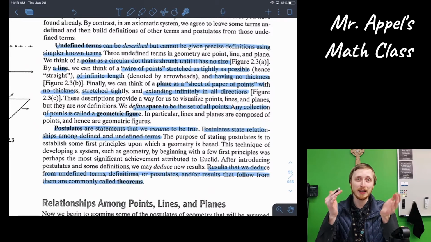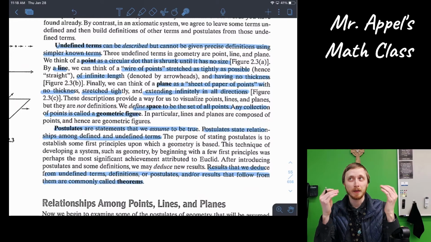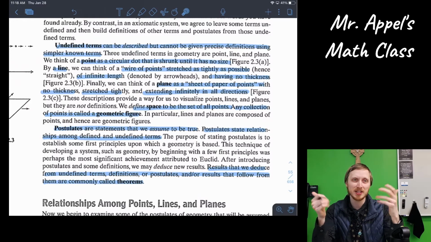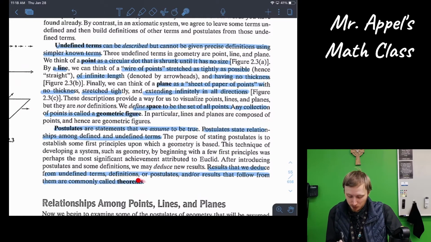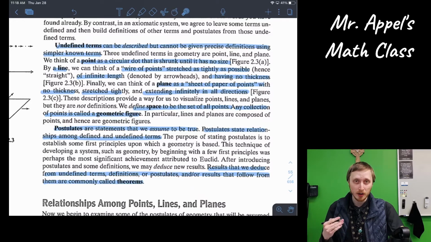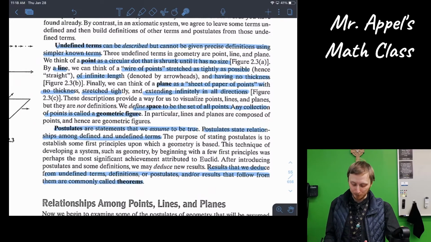They are in no way related to the general populace use of the term theory, which is to say something you think is true but are unsure of. Okay? A true mathematical theorem we are very sure of.